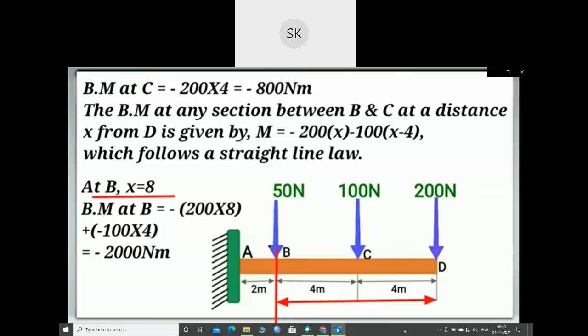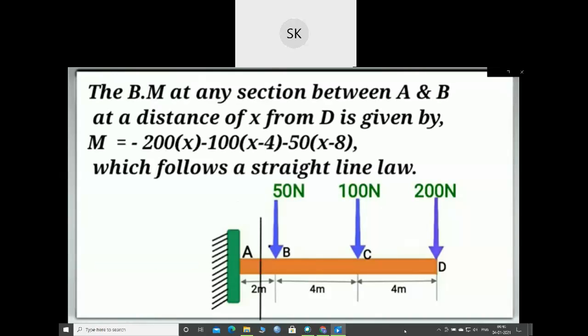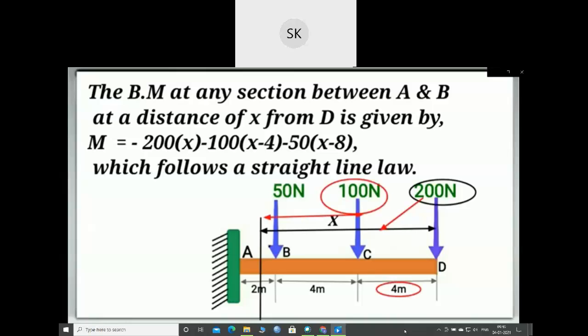So bending moment at point B will be equal to minus times this 200 into 8 minus 100 into this 4, equal to minus 2000 Newton meter. The bending moment at any section between A and B at a distance x from endpoint D is given by Mx equal to minus times this 200 into x minus 100 into this distance, which will be x minus 4, minus 50 into this distance, which will be x minus 8.